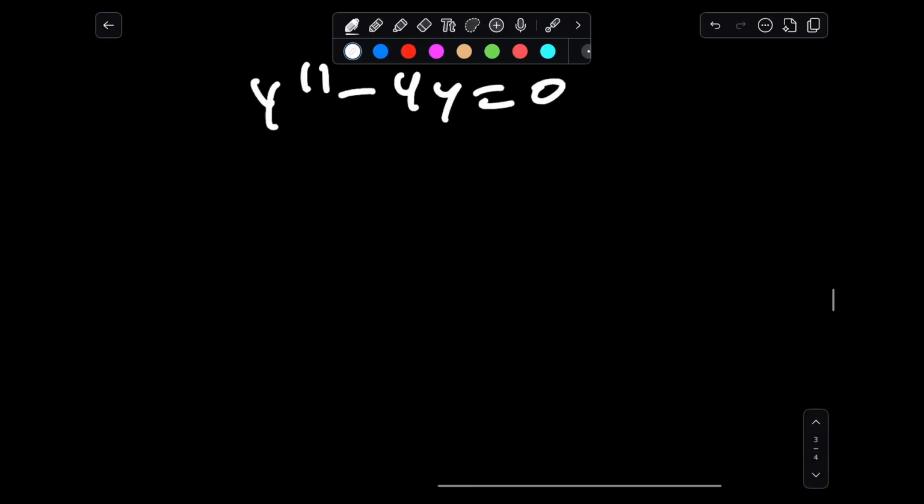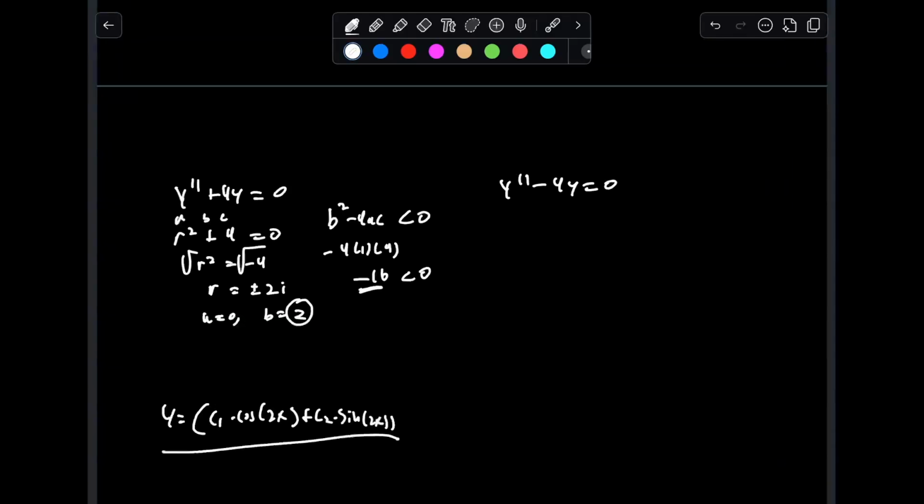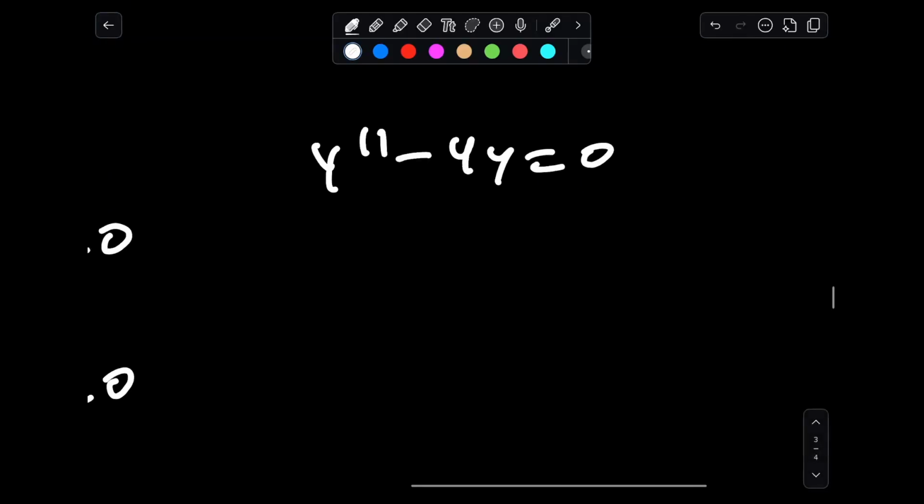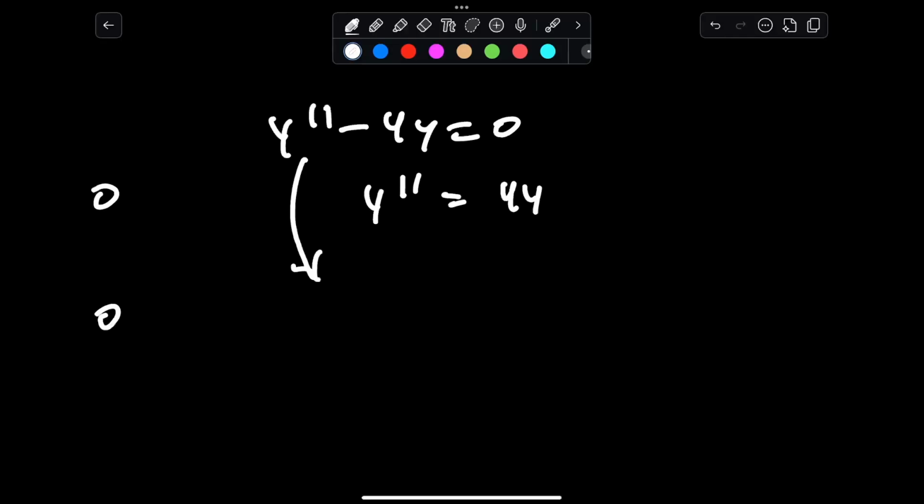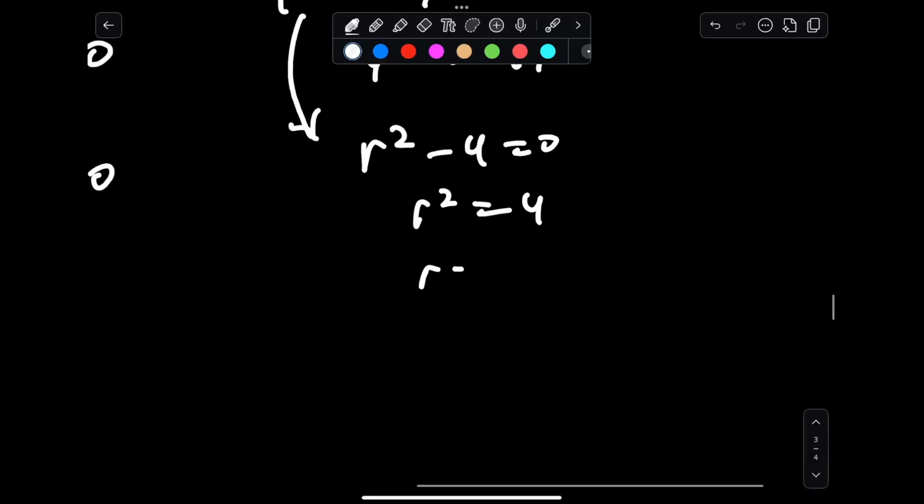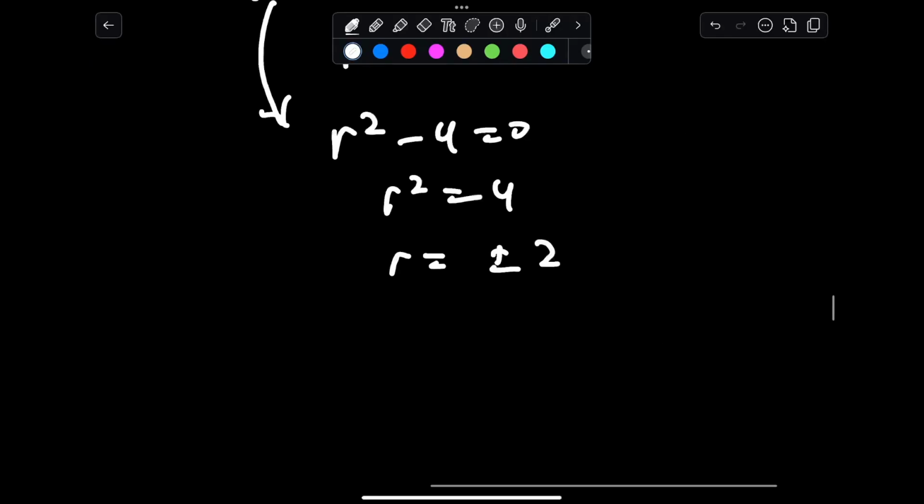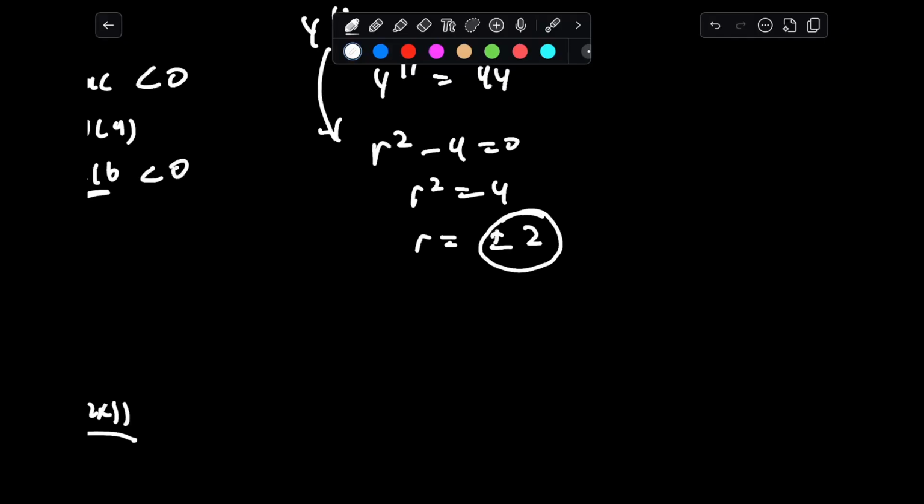Now moving on to the second differential equation. They look very similar, but this one has a negative: y double prime is equal to 4y. Before we solve it, we convert this into the characteristic equation. r squared minus 4 is equal to 0. r squared is equal to 4. Now r would be equal to plus or minus 2. This means the roots are negative 2 and positive 2.